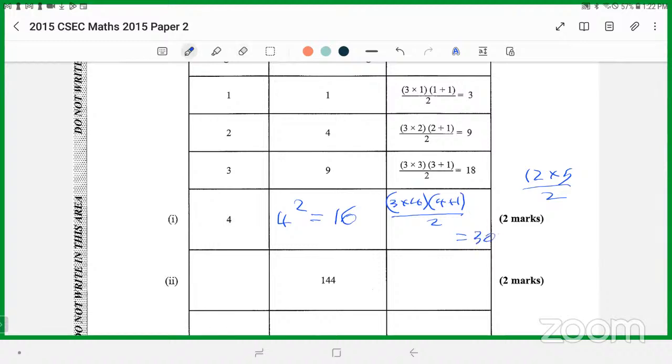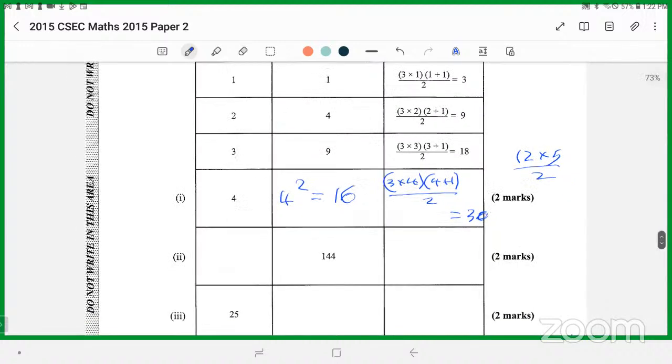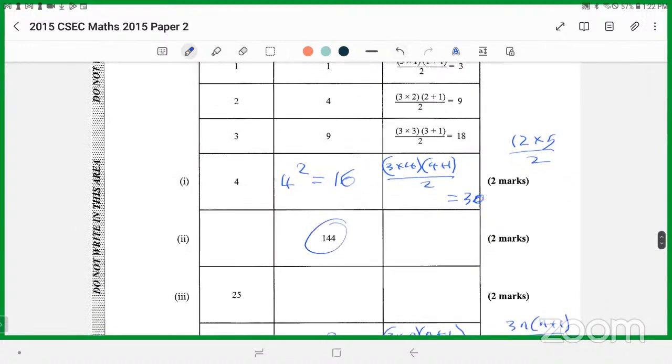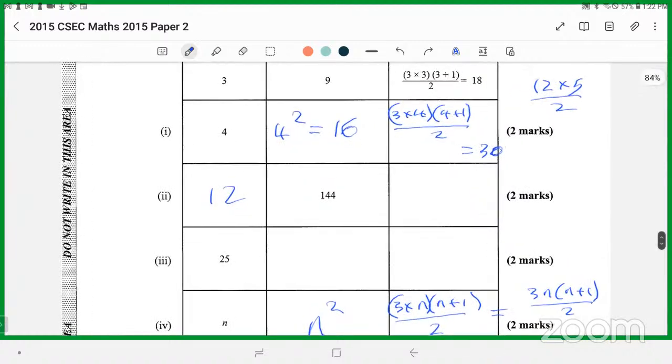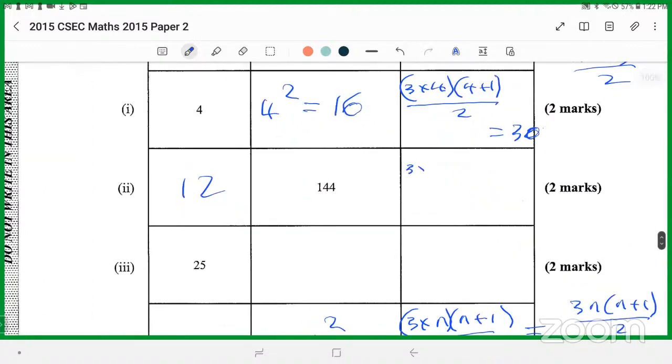This one is 30. This one is 144. Now this is 144, so this has to be 12. How can I say that? Because 12 squared is 144. Right? So the number becomes 12 now. So you put in a 12 here and here. It becomes 3 times 12, times 12 plus 1 over 2.